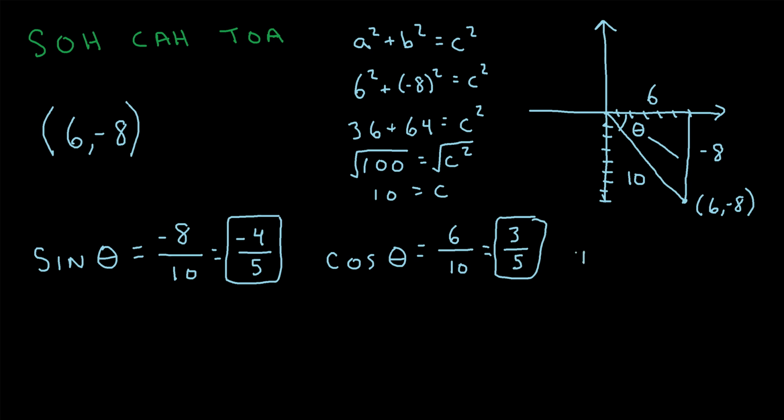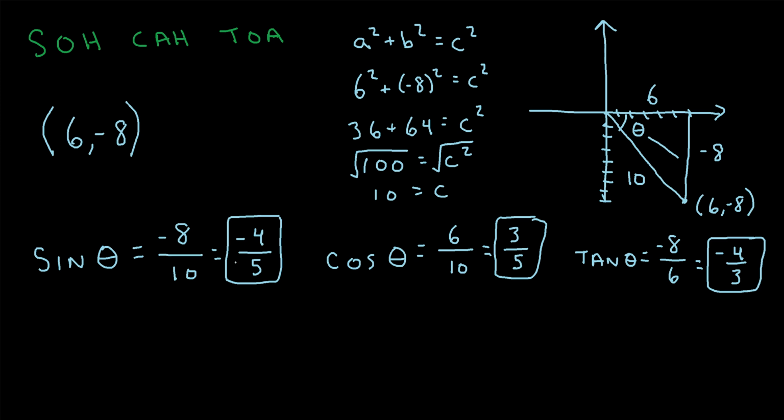What if we wanted to find the tangent of that angle? Well, SOHCAHTOA tells us we need to use the opposite over the adjacent. So the opposite is the -8, and the adjacent side is 6. So -8 over 6, or we can reduce that to -4/3. That is the tangent of that angle.